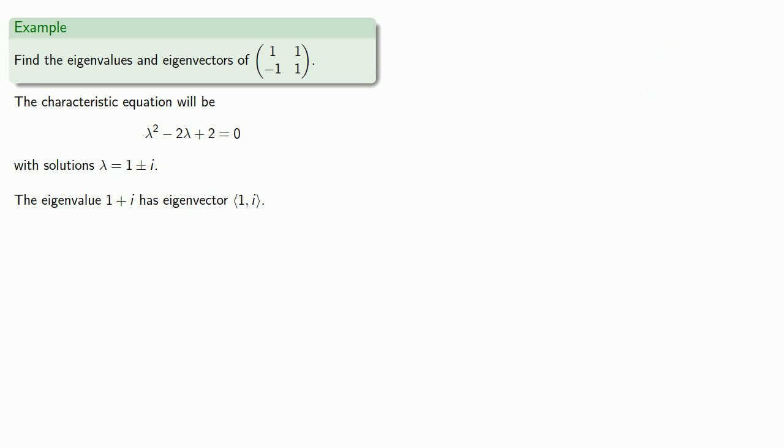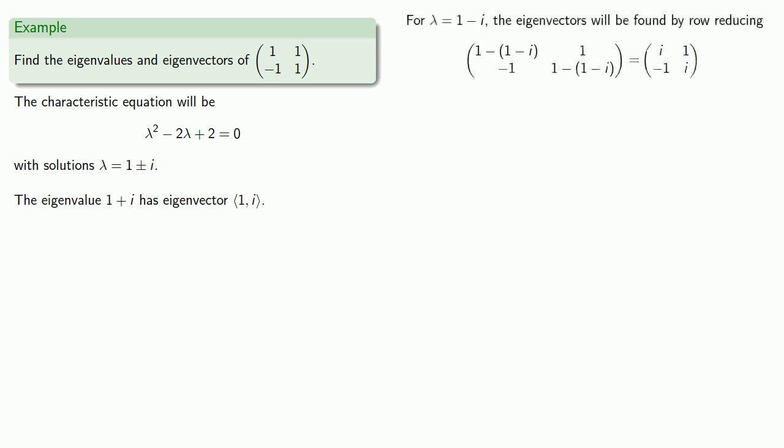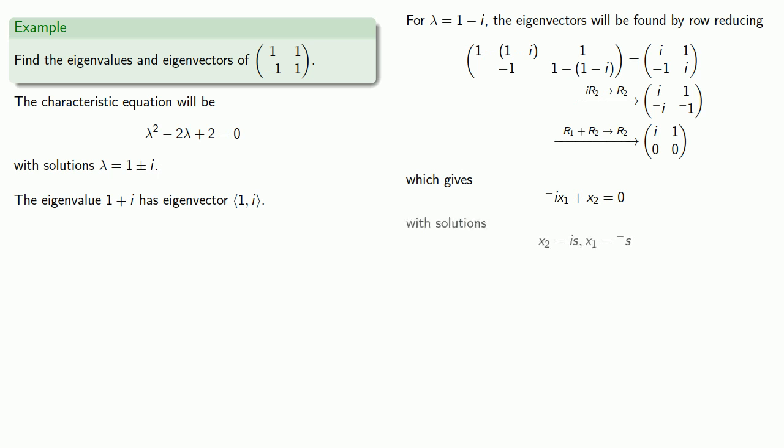For the eigenvalue 1 - i, the eigenvectors will be found by row reducing the matrix, and we'll have our solution -i x1 + x2 = 0, and our solutions parameterized will be x2 = is, x1 = -s. This time we'll let s = -1, and that'll give us the eigenvector [1, -i].